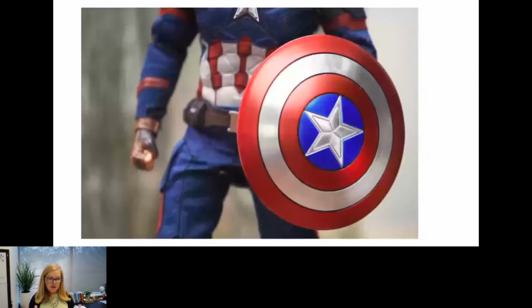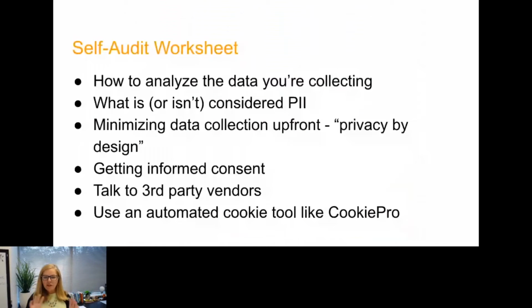So we're going to go through the actual worksheet, but just to give you a high level of what we're going to talk about. Analyzing the data you're collecting, that's things like your registration fields. What is PII, personally identifiable information, and each different guideline has a different way of interpreting that.